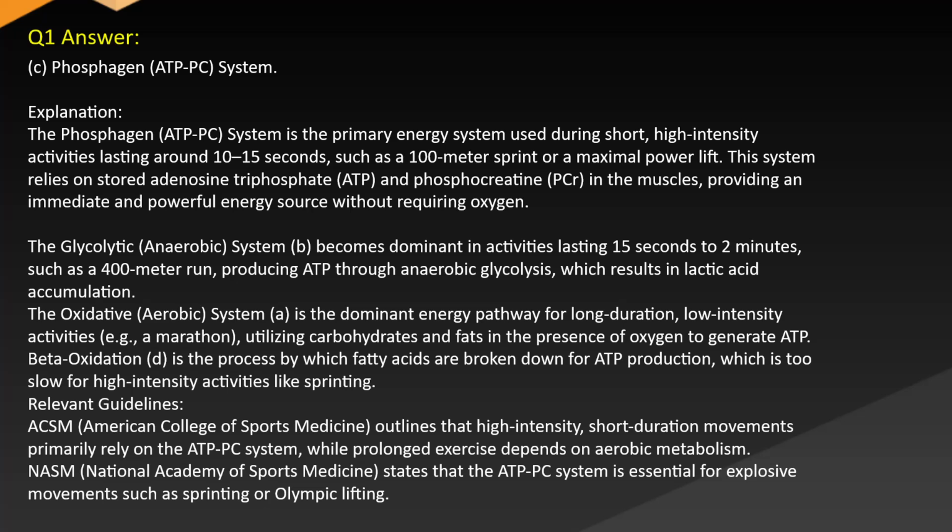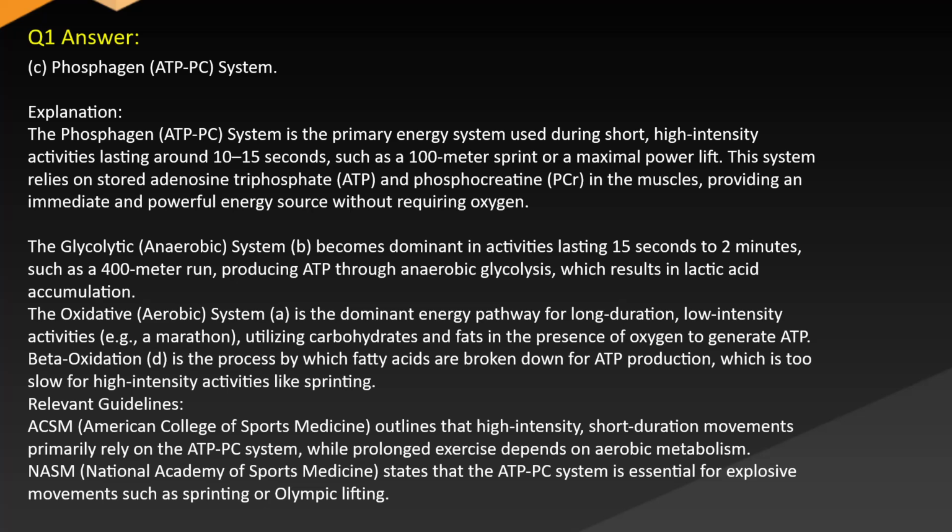source without requiring oxygen. Glycolytic anaerobic system, B, becomes dominant in activities lasting 15 seconds to 2 minutes, such as a 400-meter run, producing ATP through anaerobic glycolysis, which results in lactic acid accumulation. The oxidative aerobic system, A, is the dominant energy pathway for long-duration, low-intensity activities, e.g. a marathon, utilizing carbohydrates and fats in the presence of oxygen to generate ATP. Beta oxidation, D, is the process by which fatty acids are broken down for ATP production, which is too slow for high-intensity activities like sprinting.